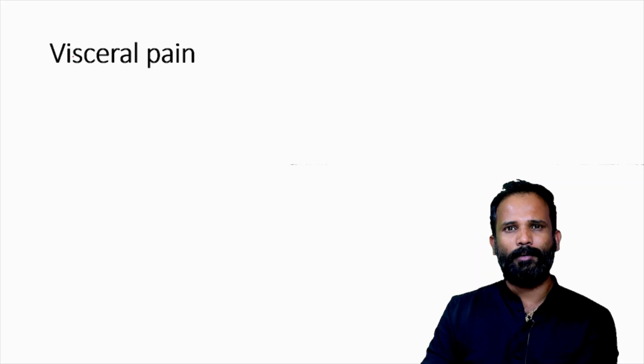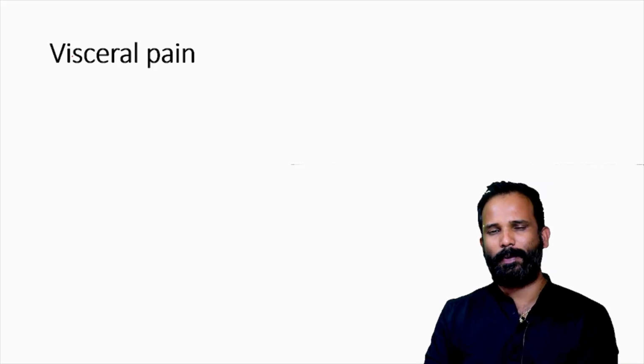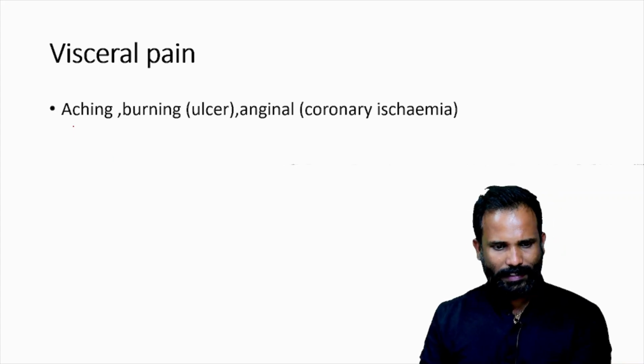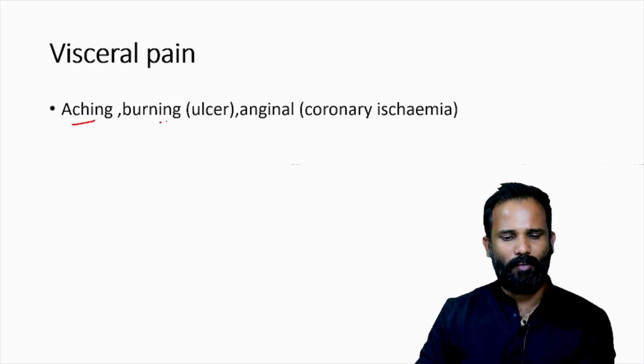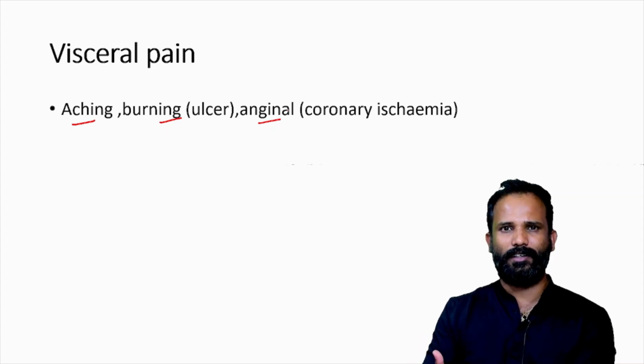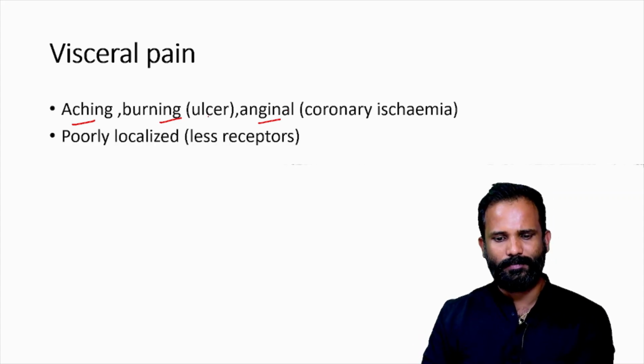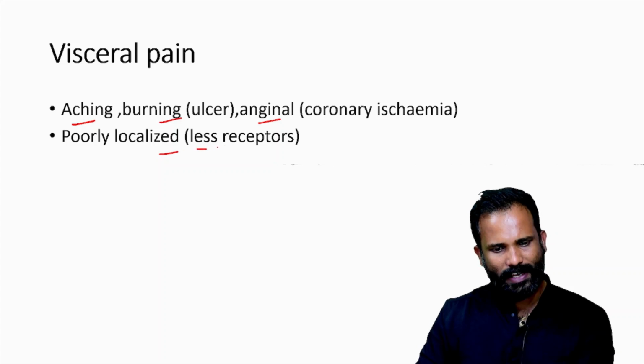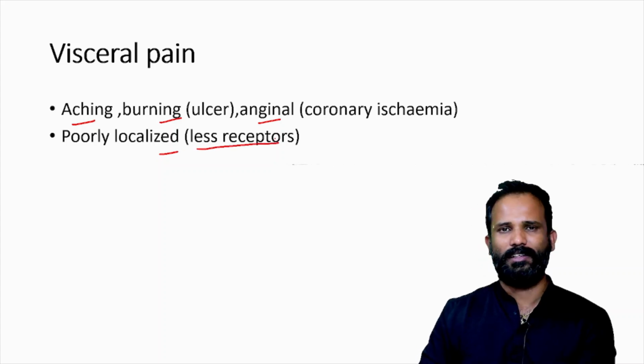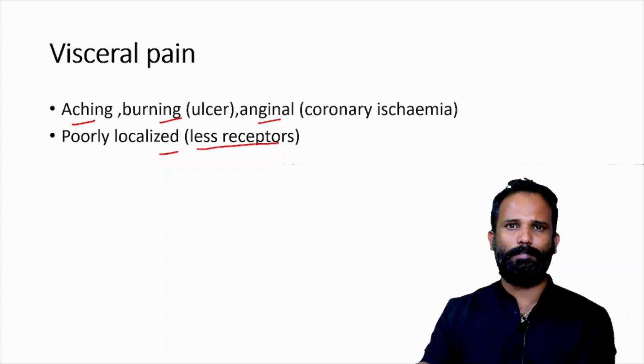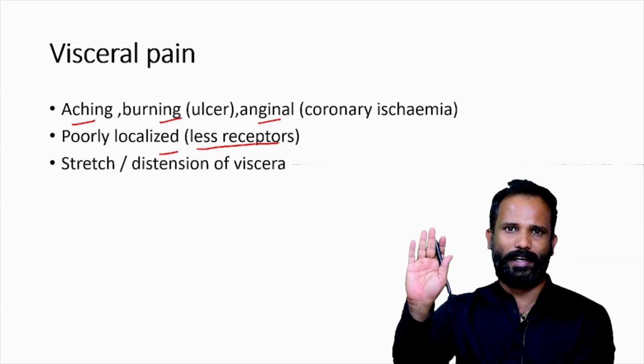Coming to the visceral pain, which is the pain that is coming from the viscera. It can be an aching pain, or ulcer pain appearing like a burning, or anginal pain, which is seen in myocardial infarction, and it is poorly localized because of the lesser number of receptors. Even this pain we can't pinpoint, we will show it with a broader area.